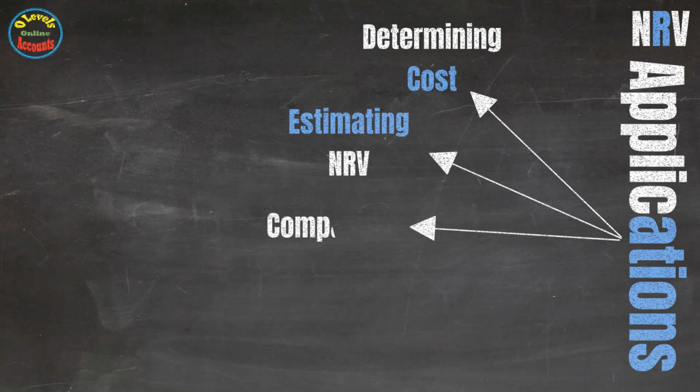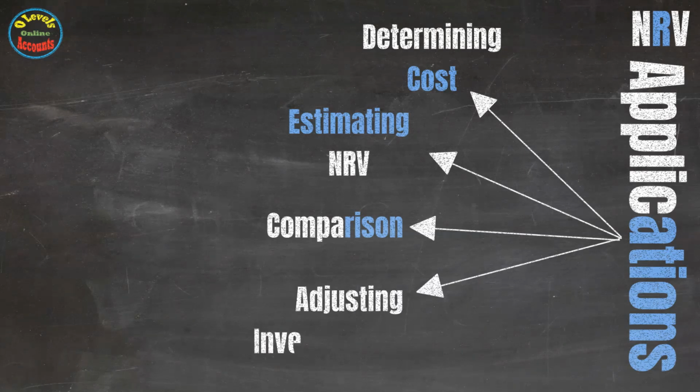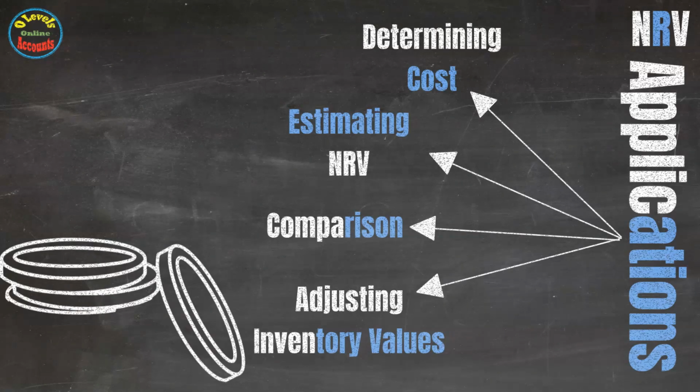Third one is comparison. NRV rule requires comparing the cost of each inventory item, or group of similar items to its net realizable value. The inventory is then recorded at the lower of these two amounts. Fourth point is adjusting inventory values. If the net realizable value is lower than the cost, the inventory value must be written down to reflect the net realizable value. This ensures that the inventory is not overstated on the balance sheet.